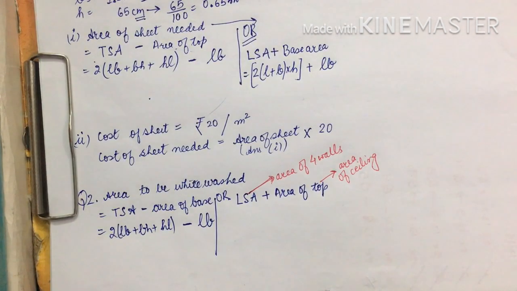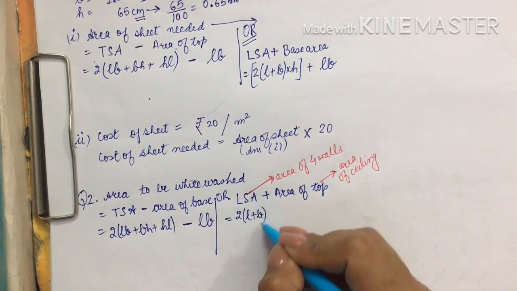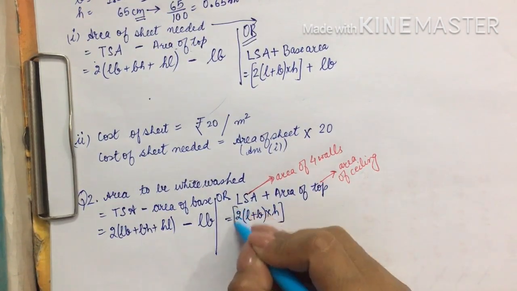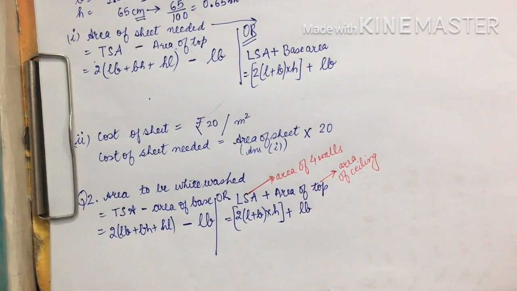Let's write down the formula that we use for these. The lateral surface area is given by 2 times L plus B into H, plus the area of top, which is given by LB. So you can either use this expression to find out the area to be whitewashed, or you can use the other expression. This will also give you the same value, the area to be whitewashed.